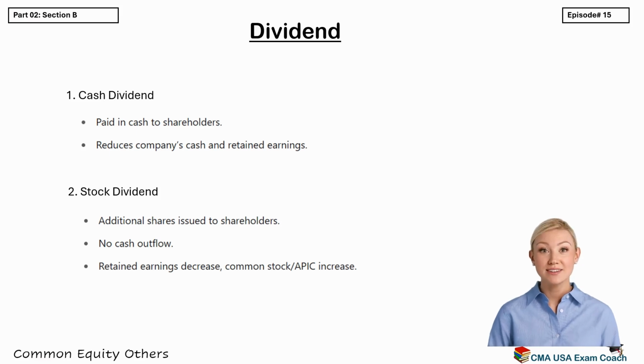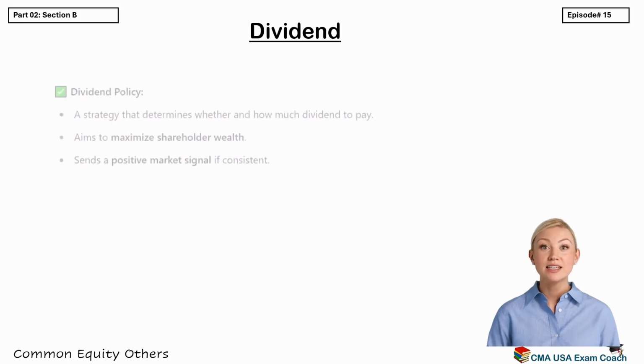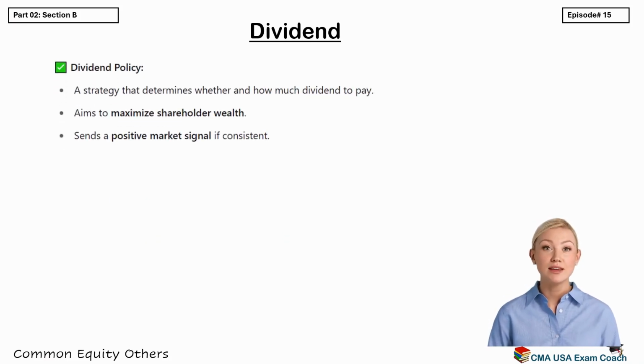Now that we understand dividends, let's talk about the dividend policy, the company's official approach to distributing profits. A company doesn't just wake up one morning and decide to pay dividends. This decision is driven by a strategic framework known as dividend policy. A sound dividend policy answers critical questions like, should we pay dividends at all? How much should we pay? Should we keep it consistent or link it to profits? The ultimate goal? To maximize shareholder wealth.